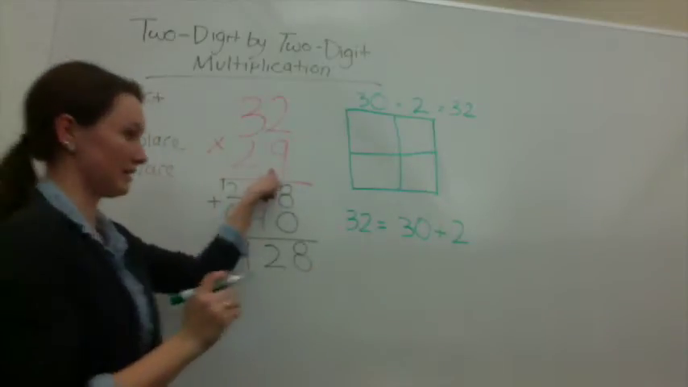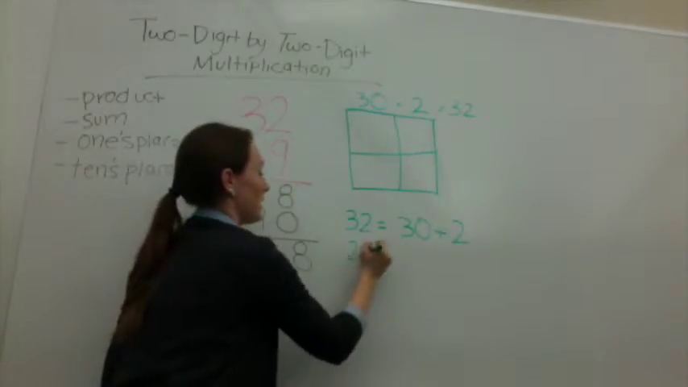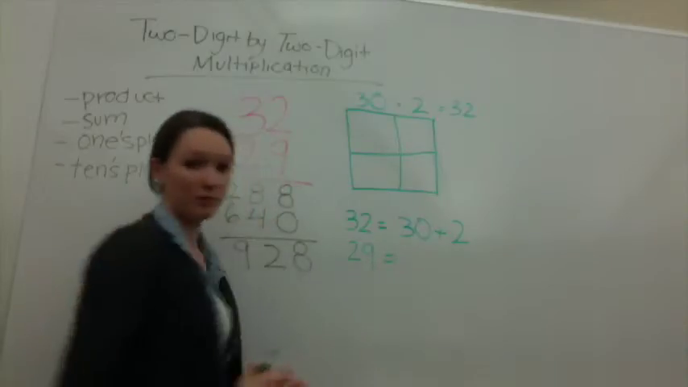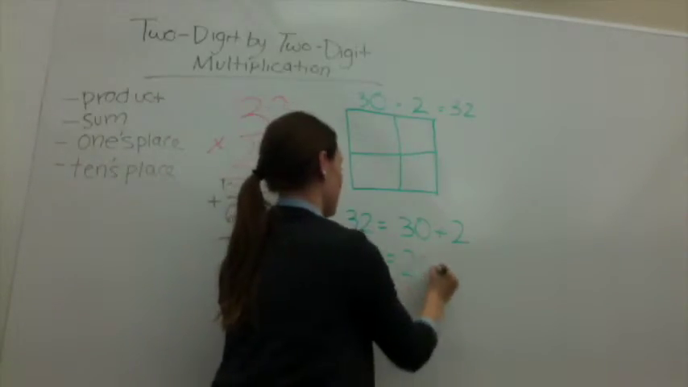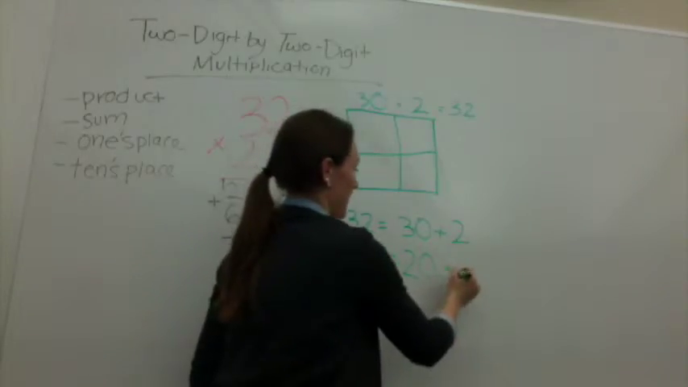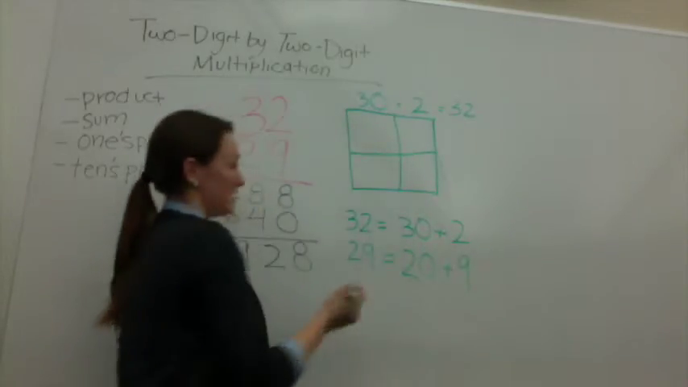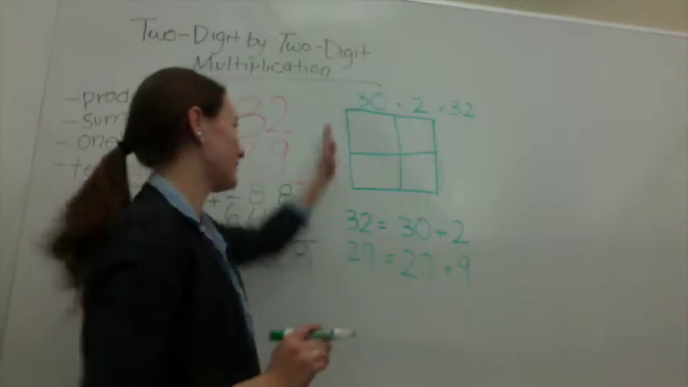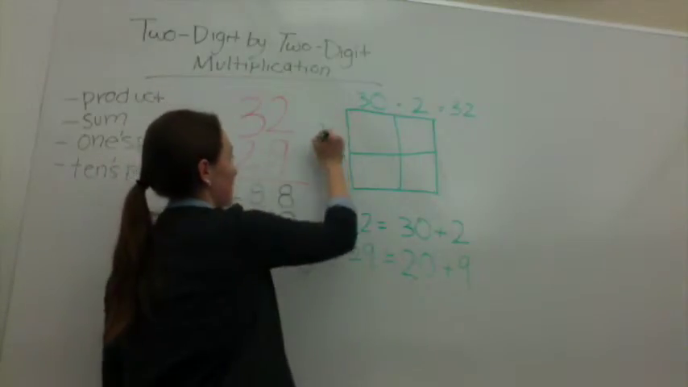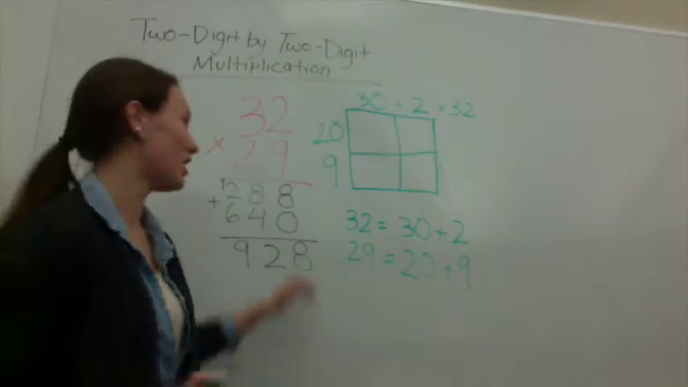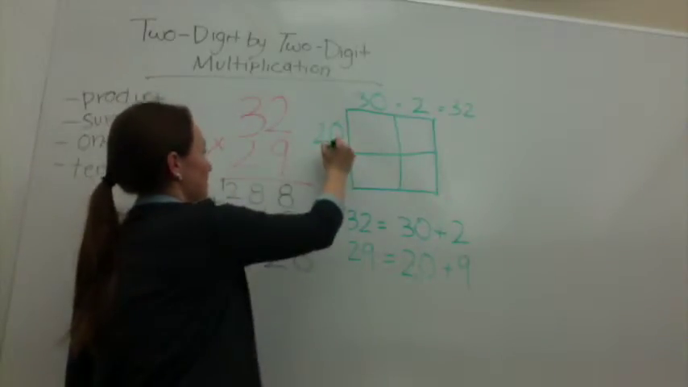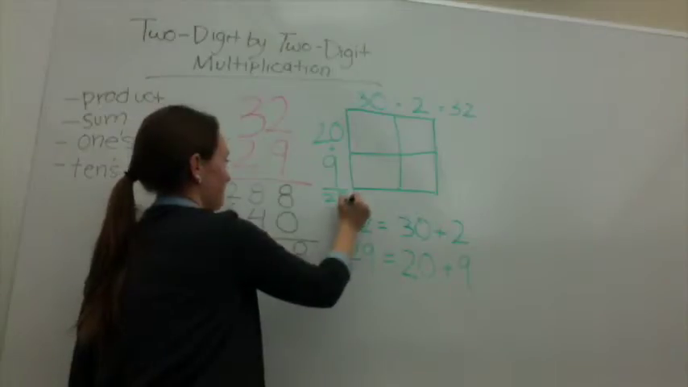Then you're going to do the next number, which is 29, and that's broken up as 2 tens, or 20, and 9 ones. And you're going to write those on the side of your box. And it can be on the left or the right side. It doesn't matter as long as these still add up to 29.